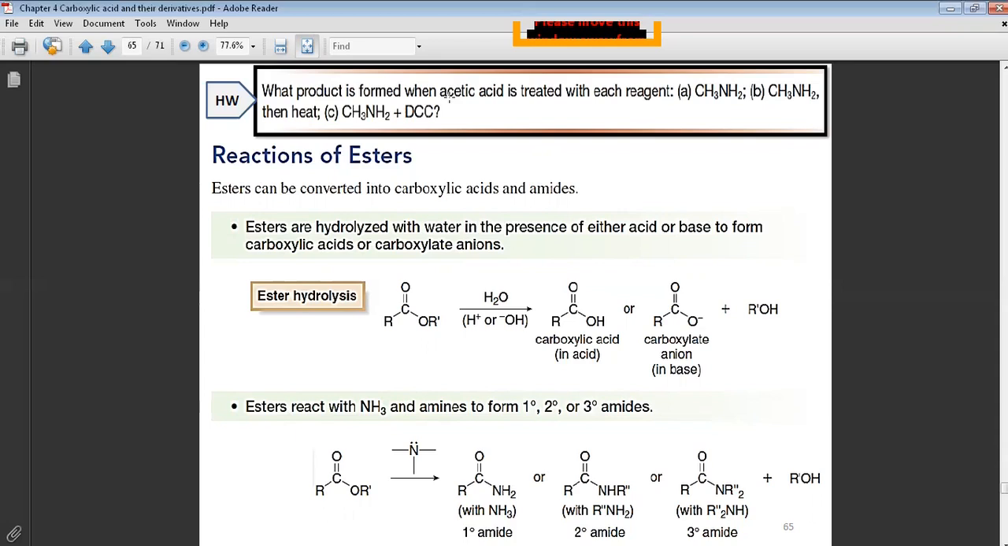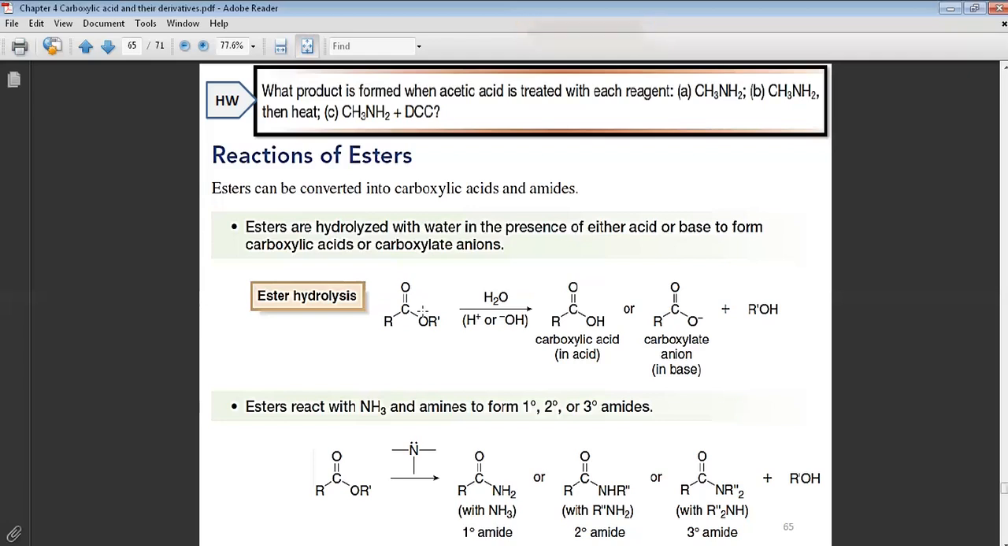Now, reactions of esters. The ester compound can be converted into a carboxylic acid and an amide. Look here, this ester compound with H2O, acid or by using base. If we say acid, it is the reverse of the esterification reaction. We take the esterification reaction before that: we have a carboxylic acid with an alcohol, and with acid it gives you an ester. This is the reverse of the esterification reaction.